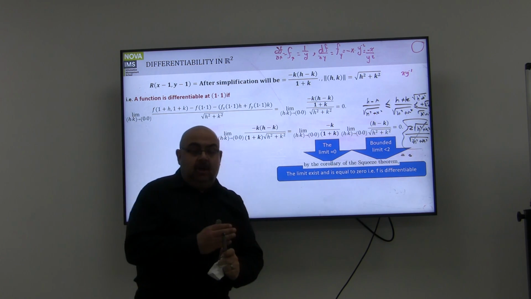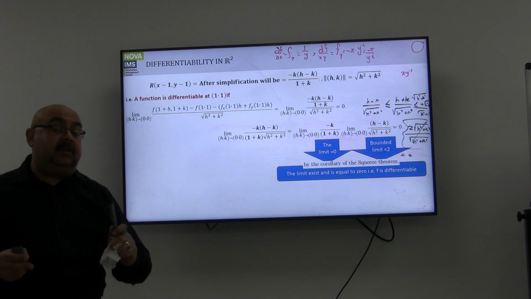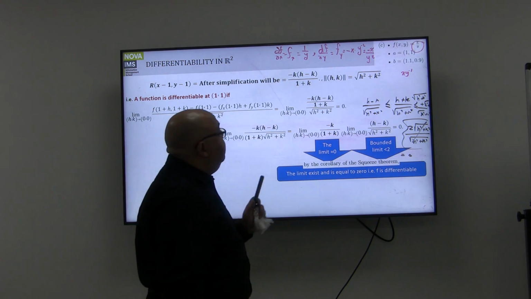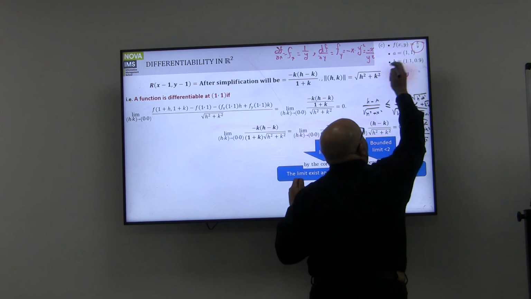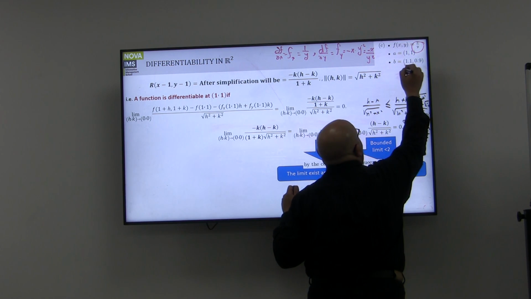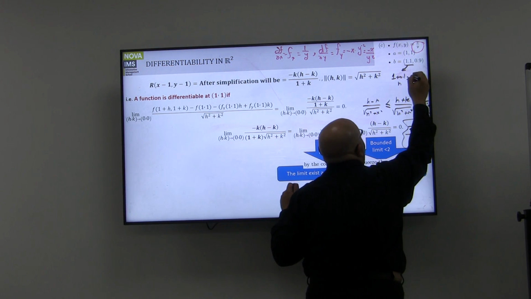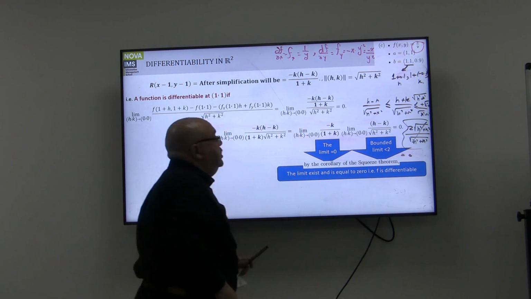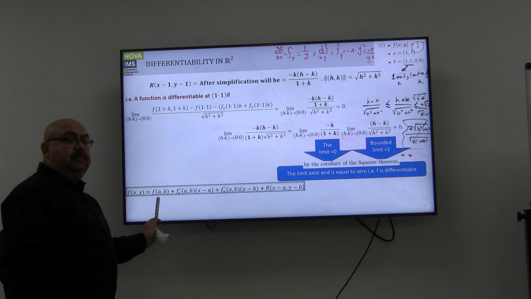The consequence of our function being differentiable is that I can approximate the value of the function and evaluate it at (1.1, 0.9). Which means instead of 1.1, I can consider 1 plus 0.1, this is h, and for this one it's going to be 1 plus negative 0.1, which stands for k. Now I can use the approximation equation as I told you.